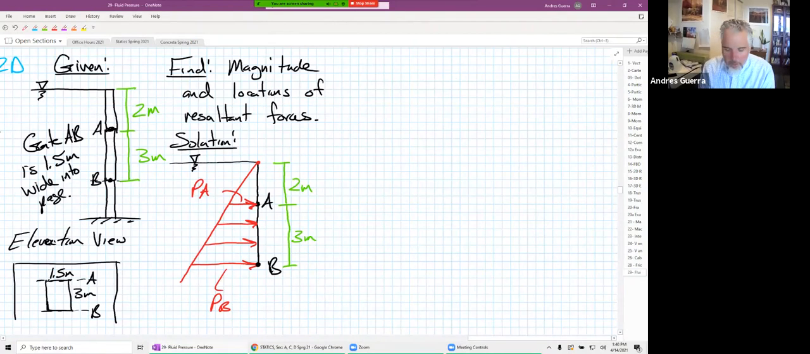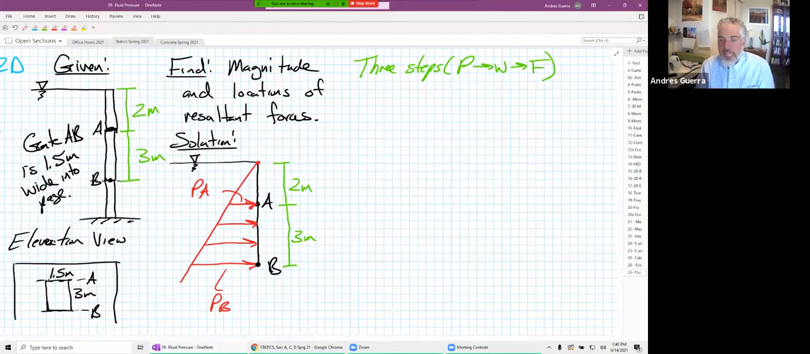So let's follow our 3 steps. We drew our pressure distribution. Next, we have our 3 steps, and that was basically, we go from P to W to F. And it's always going to work for us. So we have a gate now, right? It's a trapezoid, but this process is still going to give us all the data we need in a nice, efficient method. So what's the pressure at A?